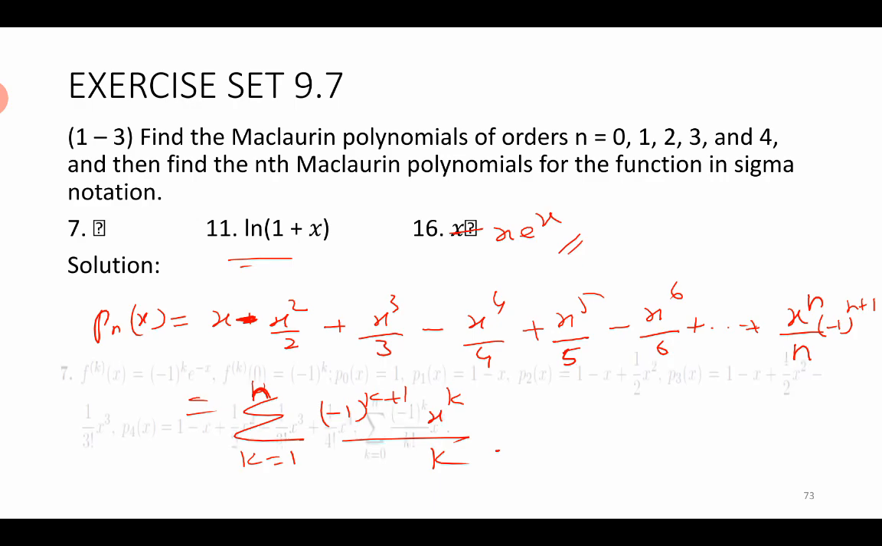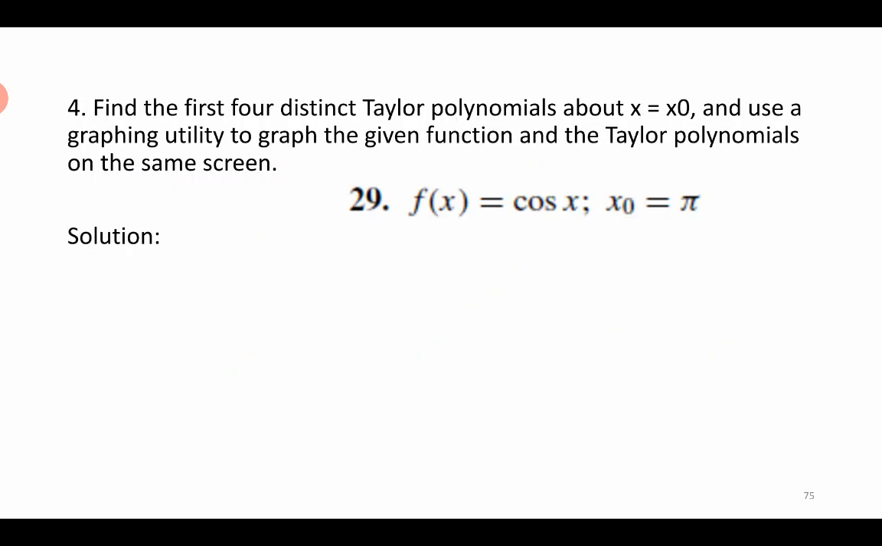And I am going to solve one problem from Taylor series, Taylor polynomial. Find the first 4 distinct Taylor polynomials about x0 equal to pi. We are not using any graphing utility, just writing this series, right? So after this Taylor polynomial, we will go to Taylor series and take one example from Taylor series and one example from Maclaurin series. This is the 4 distinct Taylor polynomials, isn't it? For the first 4 orders we will do it.